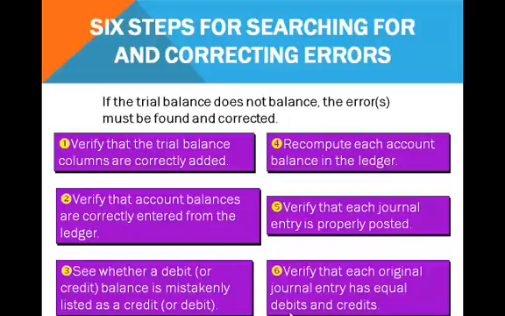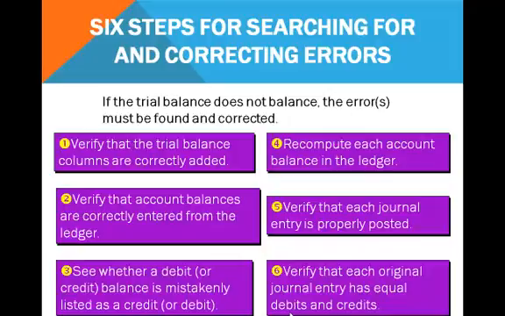First of all, verify that the trial balance columns are correctly added. Maybe you just punched it into the calculator wrong. That's not an uncommon error, right? Especially if you're doing it in a hurry. Number 2, verify that the account balances are correctly entered from the ledger, so you have to trace back a step. And then 3, see whether a debit or a credit balance has mistakenly been listed as the opposite.